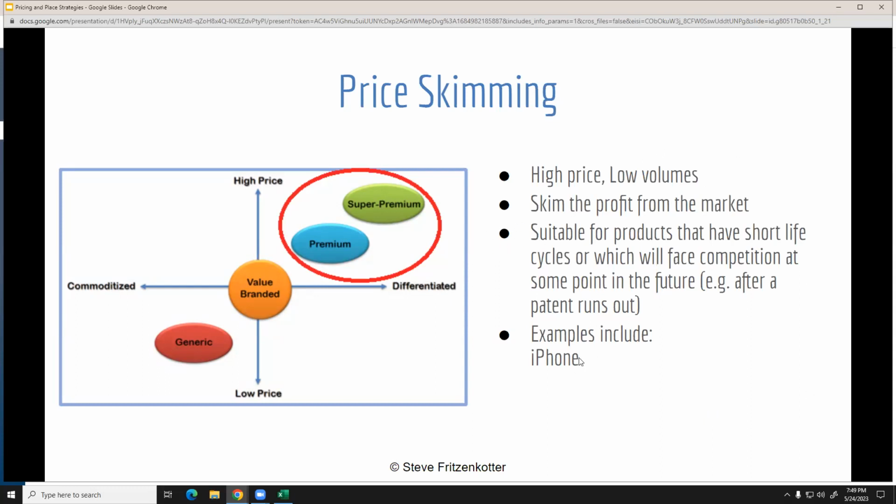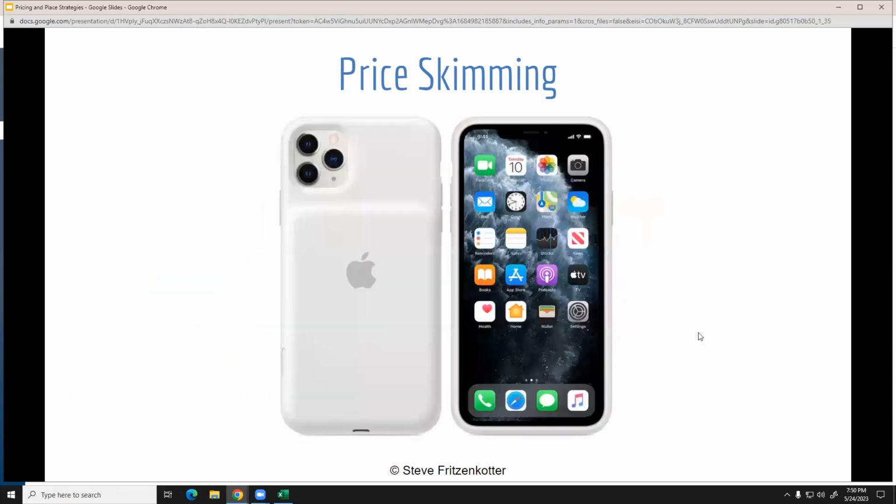We always use Apple, the iPhone. Okay, so to give you an idea what skimming looks like, they come out with an iPhone for $1,399 when it's new, and then by the end of its cycle, which lasts about a year and a half, it's down to $899. They're actually reducing the price relatively quickly, but they entered the market with a skimming strategy, which is setting a high price early in the product life cycle.